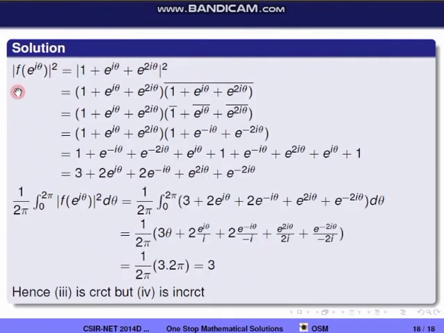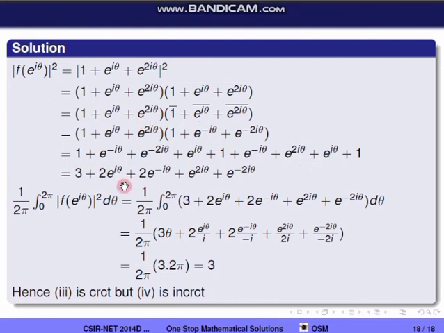So before that I am finding the modulus of f of e raised to i theta. So this is equal to modulus of 1 plus e raised to i theta plus e raised to 2 i theta, modulus square. I know modulus z square can be written as z into z conjugate. So using that we will write like this. And taking the conjugate, the conjugate can be split. So that is written in this step. And we know 1's conjugate is 1. e raised to i theta's conjugate is e raised to minus i theta. And e raised to 2 i theta's conjugate is e raised to minus 2 i theta. So substitute that, we'll get this step. Now multiply each bracket. So we'll get this equation.